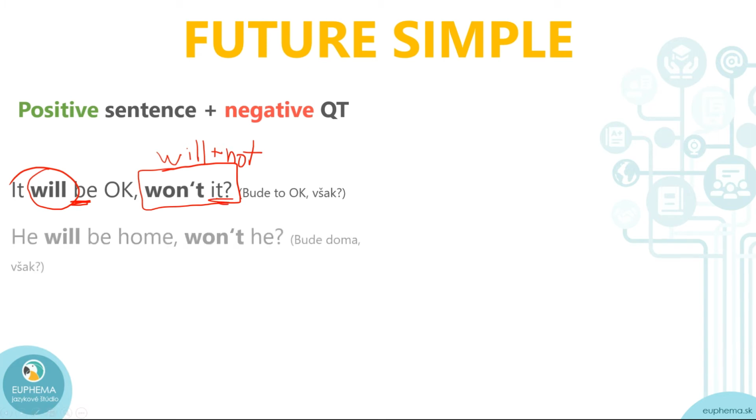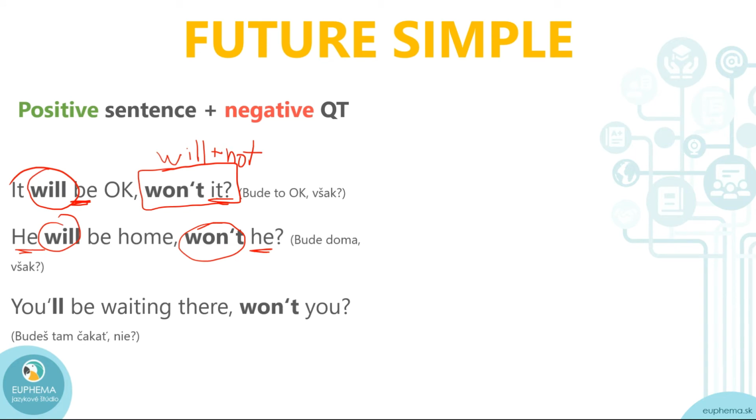All right. He will be home, won't he? Okay, so positive will and negative won't. You just need to change this person. Okay, he and he. You'll be waiting there, won't you? Same thing. Right? And now reversed, negative sentence plus positive question tag.